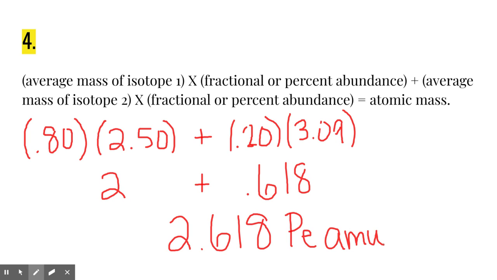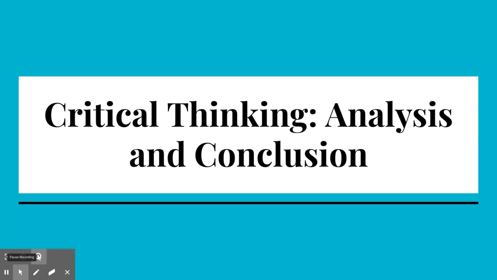Or if we just want to focus on one decimal place, that may get us all having the same mass of 2.6. Okay, so let's start our questions. So we have the critical thinking where we're going to analyze and draw some conclusions from looking at our data. The first question says, was the mass of 20 pennies equal to 20 times the mass of one penny?